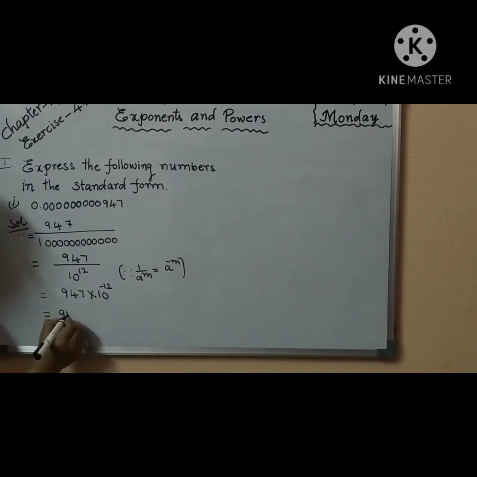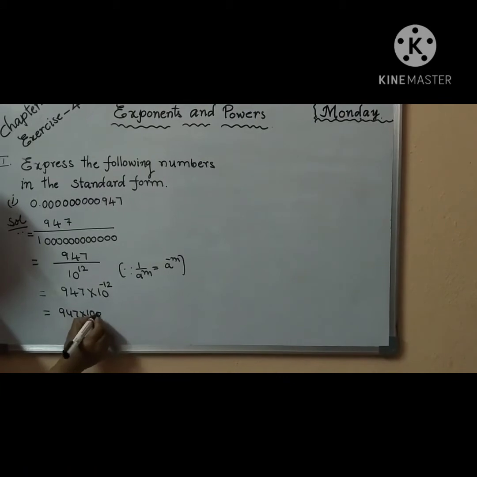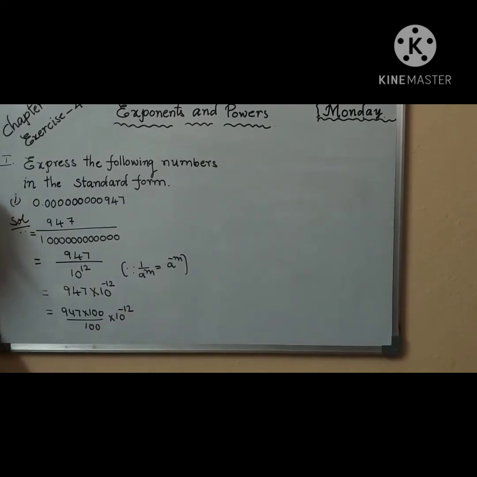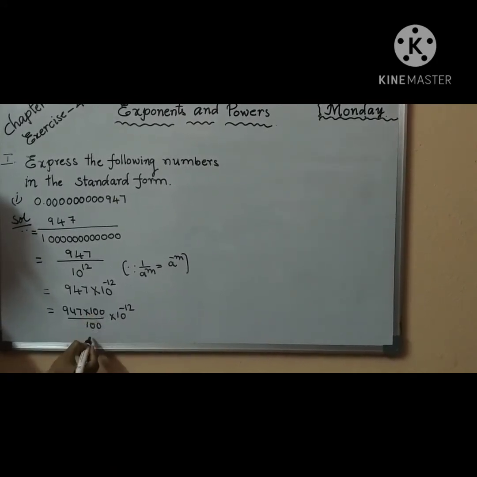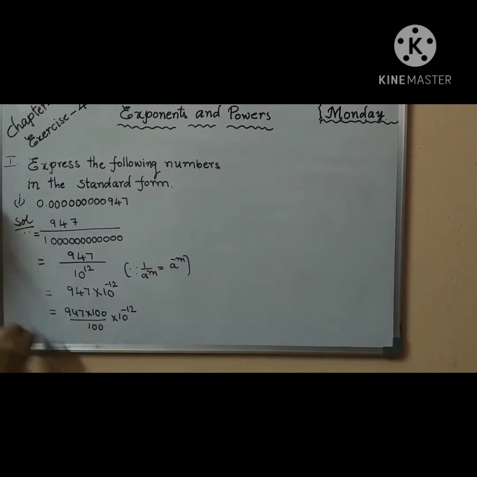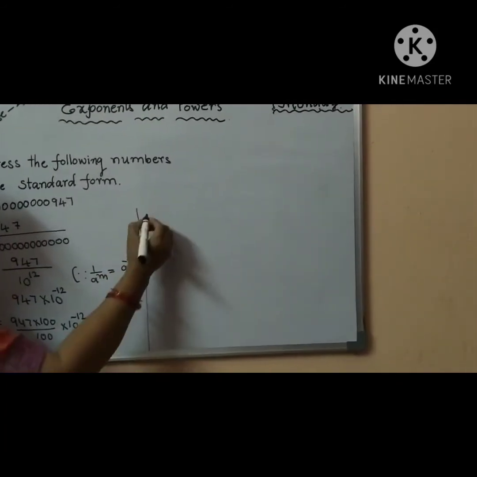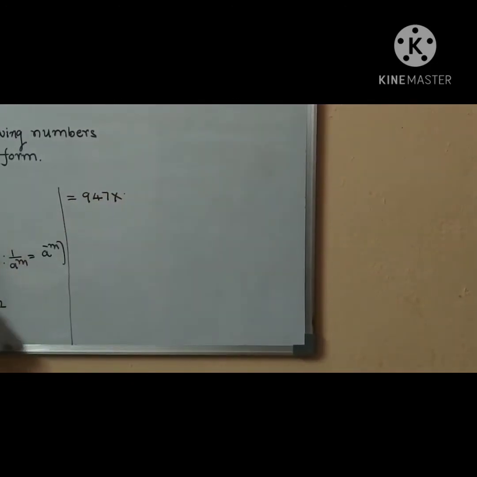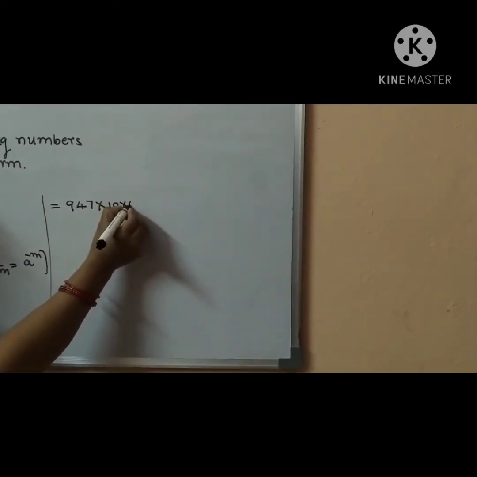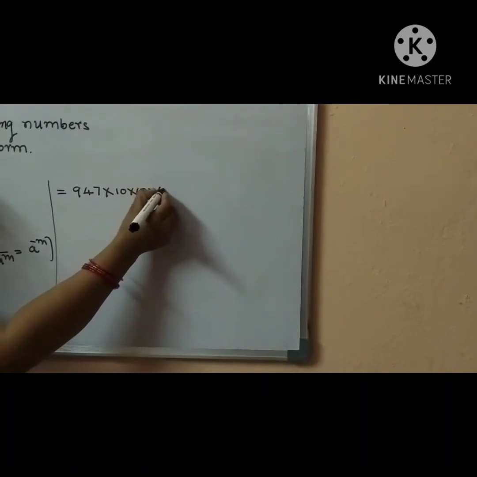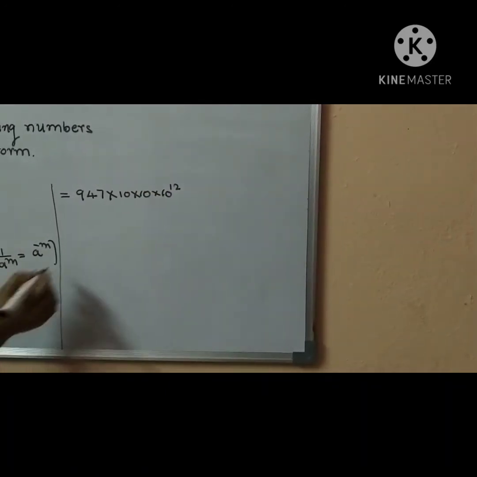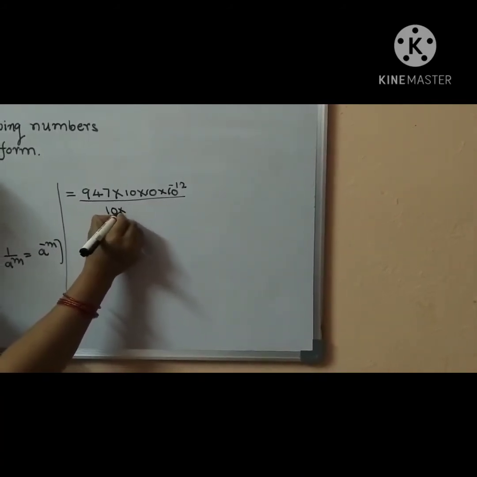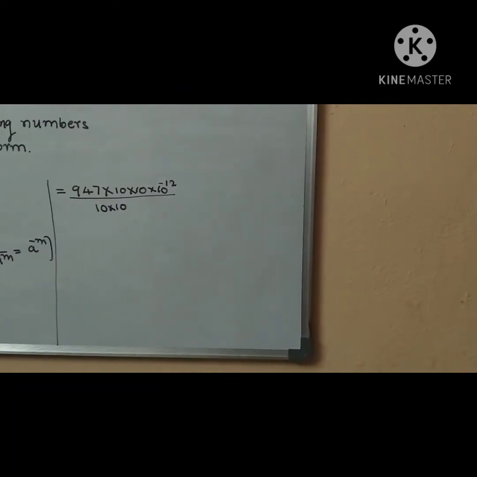So in this case, every method standard form into 100 by 100 into 10 power minus 12. Okay, did you understand? So in this case, 100 cancels, it is a 1. 1 into 947, 947. 947 into 100 means square number, 10 square, 10 tens are 100, into 10 power 12. 10 power minus 12 by 10 into 10. Okay.